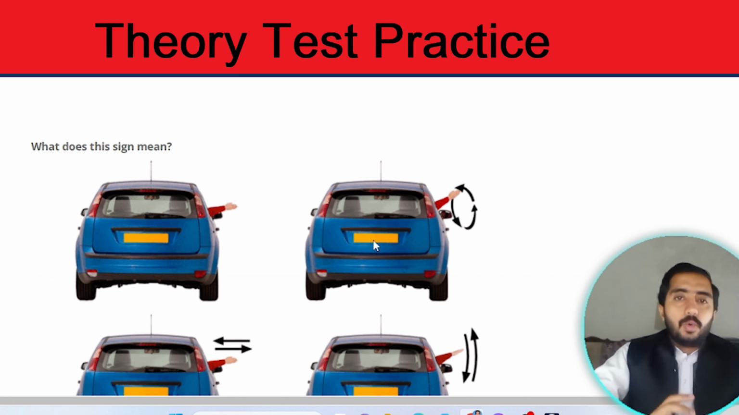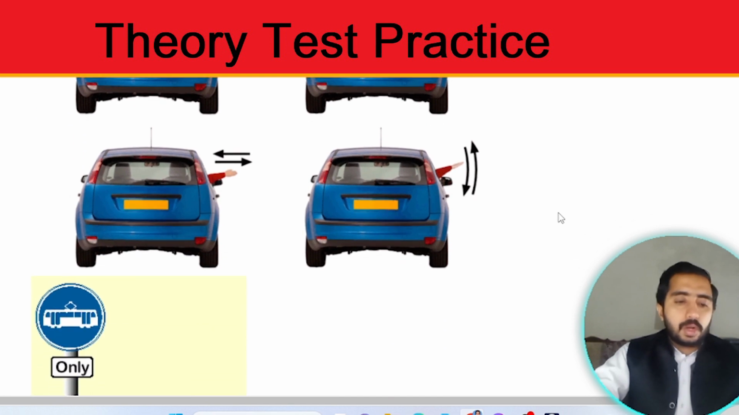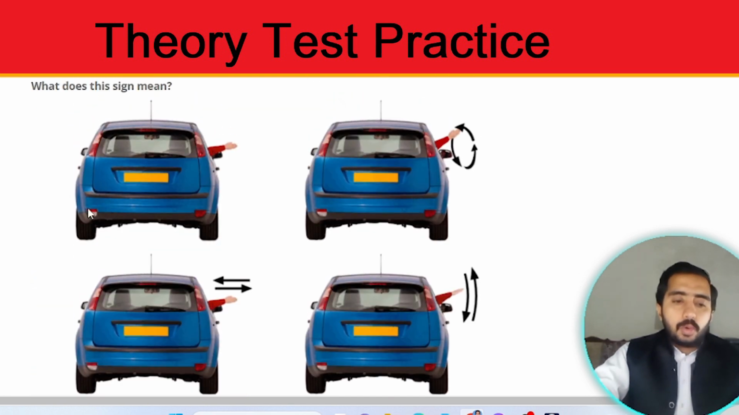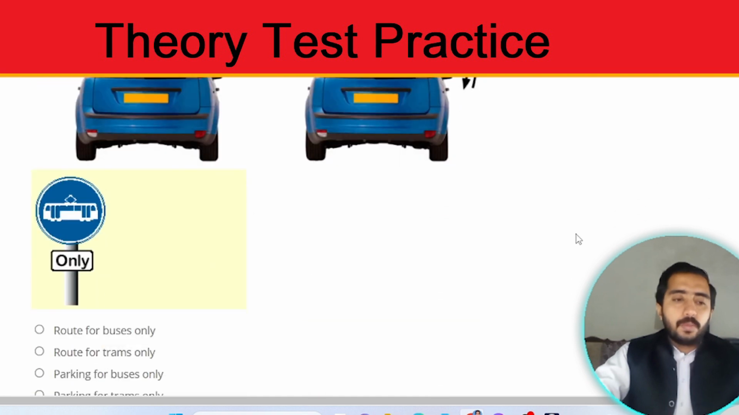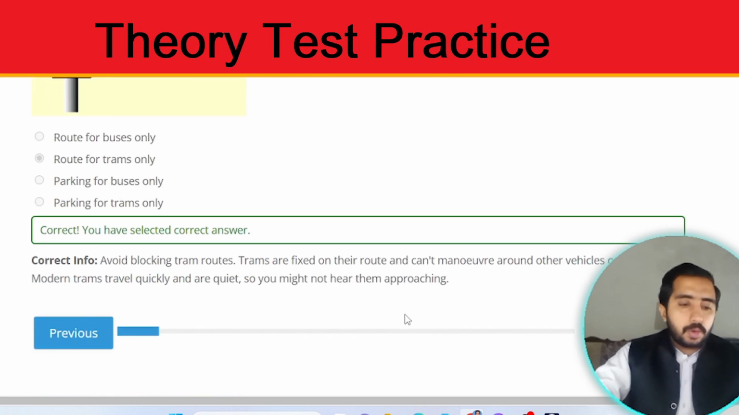Next one. Okay, our next question is what does this sign mean? And here you see that two different signs are shown. Ignore this first image and let's go with the second image. Our question is related to this sign. What does this sign mean? This sign is used for route for trams only. Option B is the correct option.